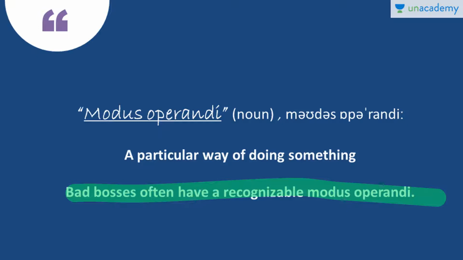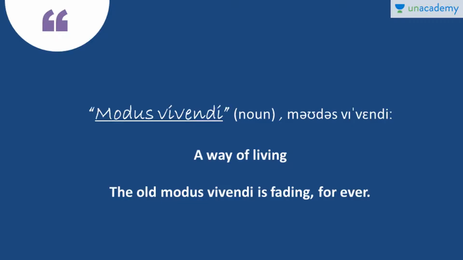So why is that? What is that bad factor in them? That is the recognizable modus operandi, that is their way of doing things. Like they want everything to be perfect, they want things in a particular order. All these things make them bad, isn't it? So that's why we have taken this example. Similarly, we have the next word, that is modus vivendi.